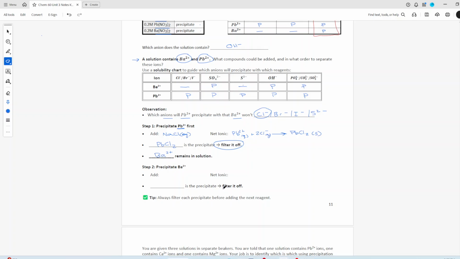So if I now wanted to precipitate barium, what could I use? Well, I can use either sulfate, hydroxide, or phosphate, carbonate, or sulfite. And it's kind of your choice. Again, there's no wrong answer. So if we were in a class, I'd say choose one. If not, I get to choose one. So let's choose sulfate because it's written first. So let's add sodium sulfate as an aqueous solution, so that I will precipitate off the barium sulfate.